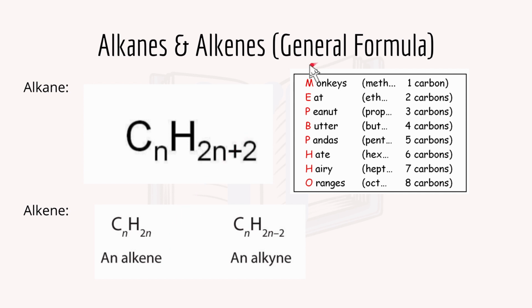And as I talked about just now, the acronym MEPB and PHHO, like meth, eth, prop, but, pent, hex, hept, and oct, for respectively 1 carbon, 2 carbons, and so on. So if it's 1 carbon only, it will be C1 H(2×1+2). So it will be C1 and H4. We know that it's an alkane with 1 carbon, meth, so it will be methane. But if it's C1 and H2, and it's an alkene, it will be methene. So you can see the difference there.